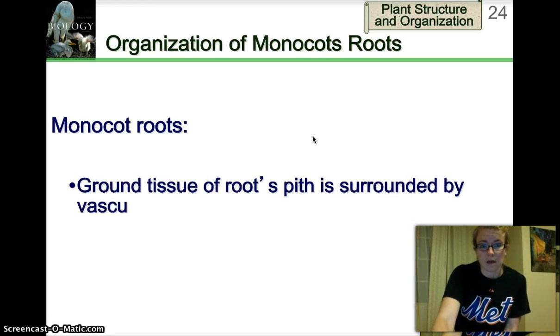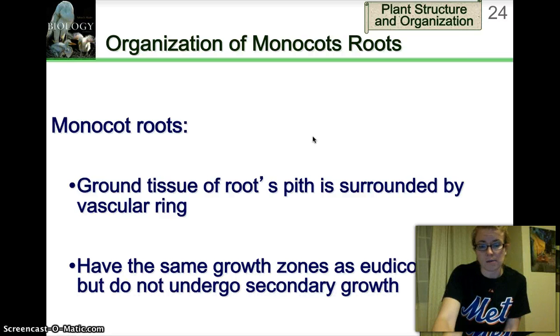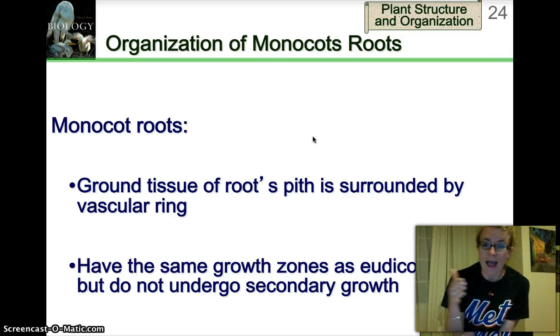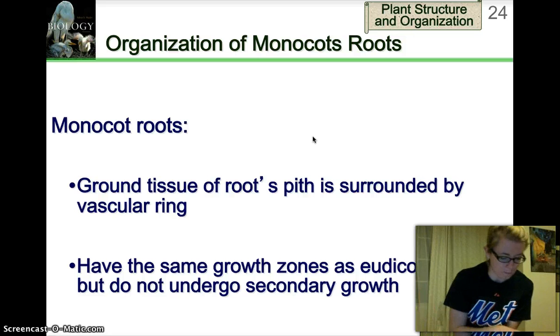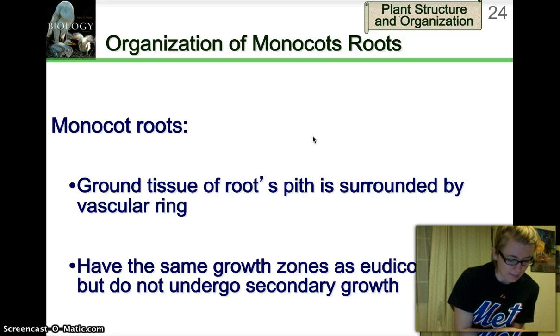Then we have the monocot root, and they are organized differently. So we need to know that. It says the ground tissue of the root's pith is surrounded by a vascular ring. So you'll see what that means. They have the same growth zones as dicots: zone of cell division, zone of elongation, and zone of maturation, but they don't have secondary growth. So they don't grow outwards the way that dicot roots do.